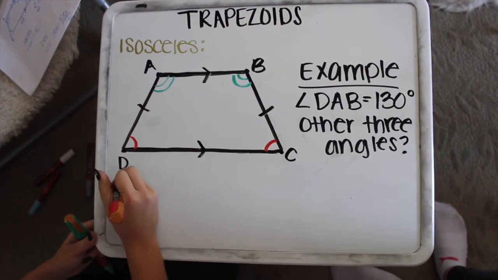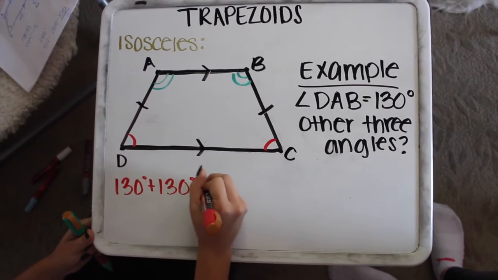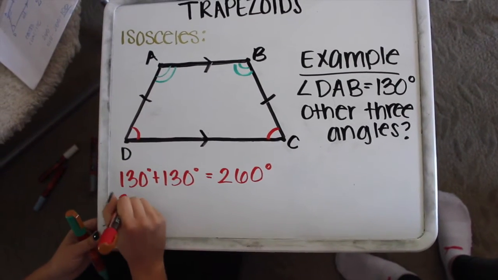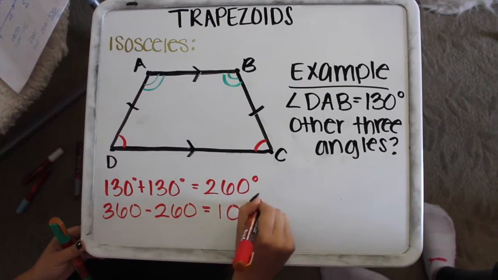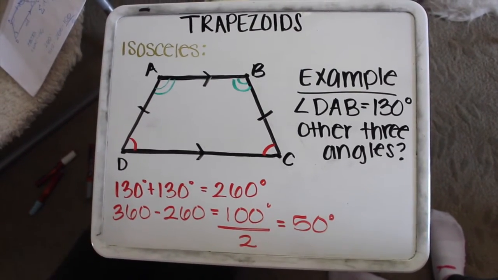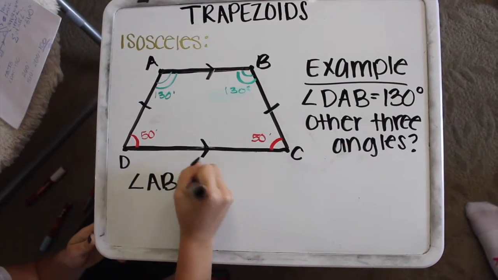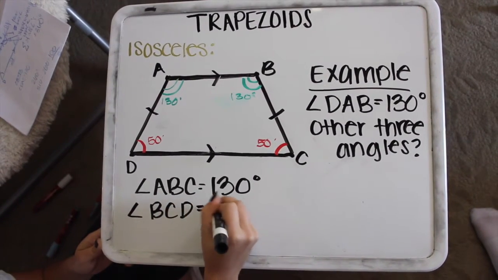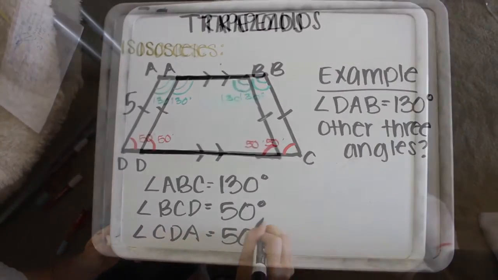Because DAB is equal to 130, we know that ABC is also 130, and those added together equals 260 degrees. Next, we can subtract 260 from the total sum of all the angles, 360 degrees, and get 100 degrees. We then divide that by 2 and get 50 degrees each for angle D and C. Therefore, angle ABC is equal to 130 degrees. Angle BCD is equal to 50 degrees, along with angle CDA, which is also 50 degrees.